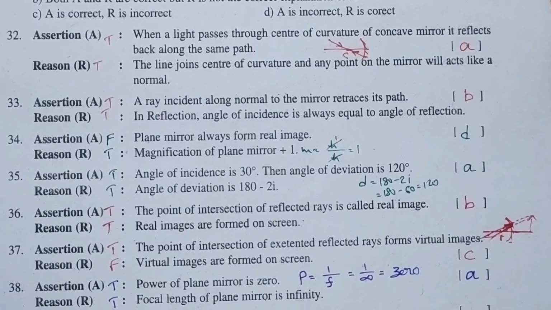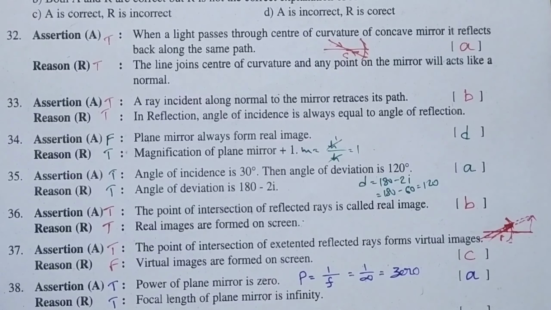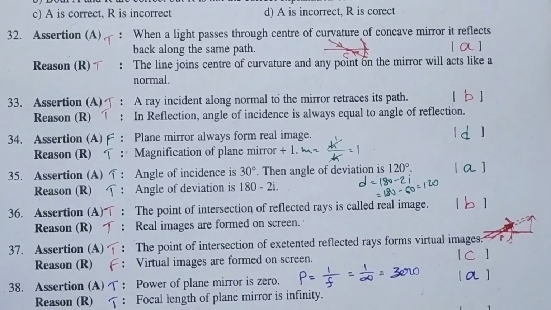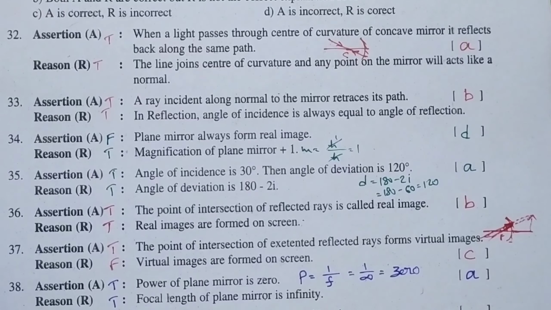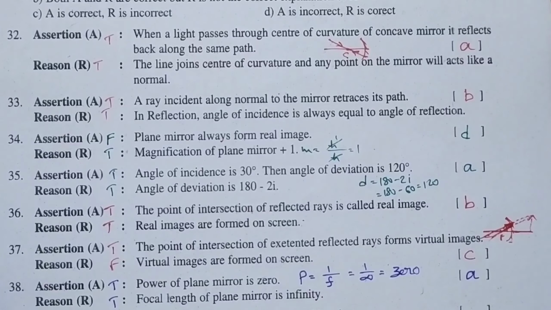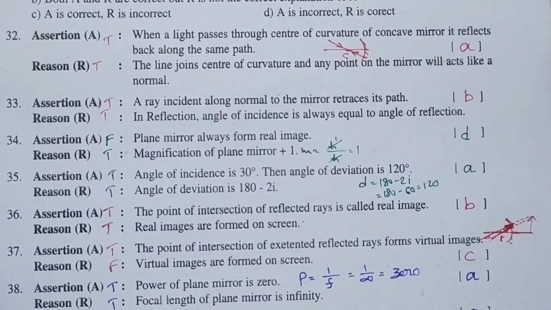Now let us see question number 39. Plane mirrors are used as dressing table mirror. This is true. In fact, we use plane mirror as dressing table at our homes. Plane mirror always forms virtual image of the same size as the object. This is also true, and this is supporting this. So that is the reason we are using it as a dressing table. Since the image is virtual and always the same size, we can see our image as it is. So for 39th one, option A is true. Now let us see question number 40.